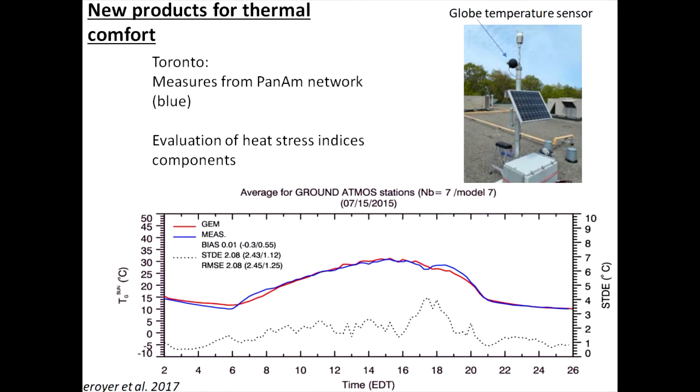So we have new maps of those heat stress indices that can be used for health decisions. But we wanted to look at the physical processes to make sure we correctly model them, and so we used the Pan Am network with the globe temperature, the black globes that you can see here, and as you can see, in clear sky conditions we are able to represent the diurnal variation.